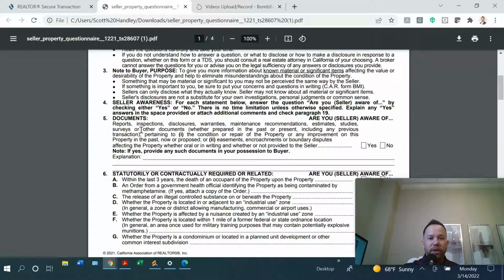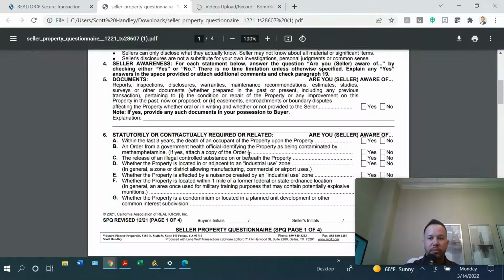Documents: reports, inspection, disclosures, warranties, maintenance, recommendations, estimates, studies, surveys, or other documents, whether prepared in the past or present, including any previous transactions pertaining to 1, the condition or repair of the property or any improvement on this property in the past, now, or proposed, or 2, easements, encroachments, or boundary disputes affecting the property, whether oral or in writing, and whether or not provided to the seller. Yes or no? If there's a yes, we need to explain it here.